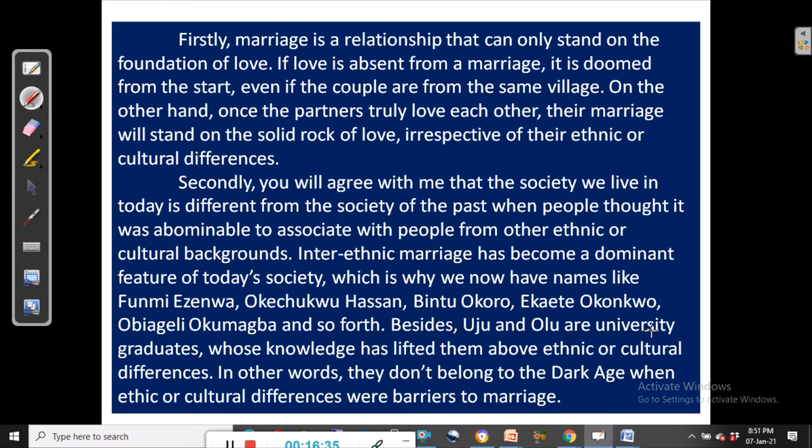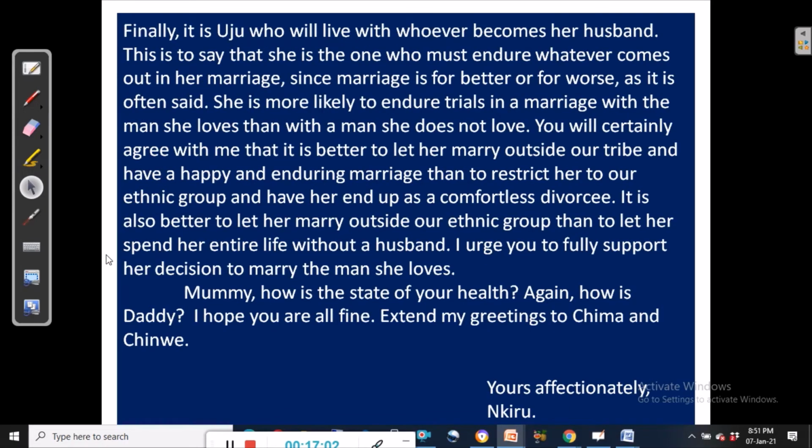Besides, Uju and Olu are university graduates whose knowledge has lifted them above ethnic or cultural differences. In other words, they don't belong to the dark age when ethnic or cultural differences were barriers to marriage. Well put. All right? That is the second reason you are giving as to why mommy should allow your sister to marry the man of her choice. All right? So let's look at the third reason.